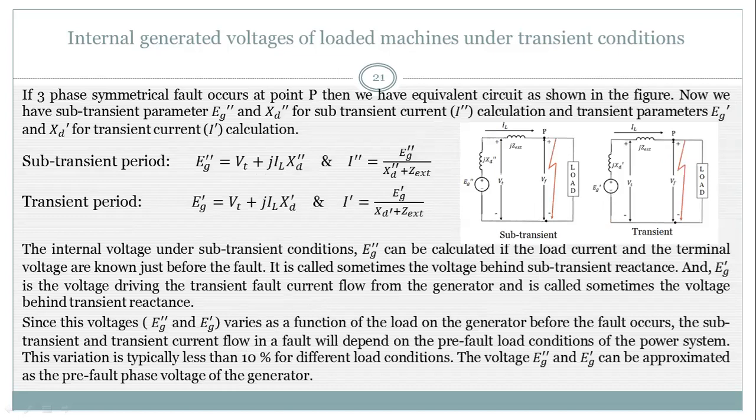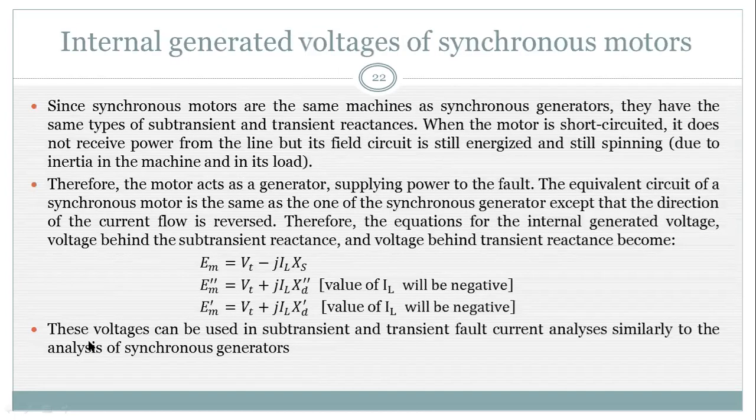So now this internal voltage, we can find out for transient condition, subtransient condition, and steady state condition also. The only difference is that the reactance is shifted: for transient condition it is the transient reactance, for subtransient condition it should be the subtransient reactance, and for steady state condition it should be the steady state reactance.